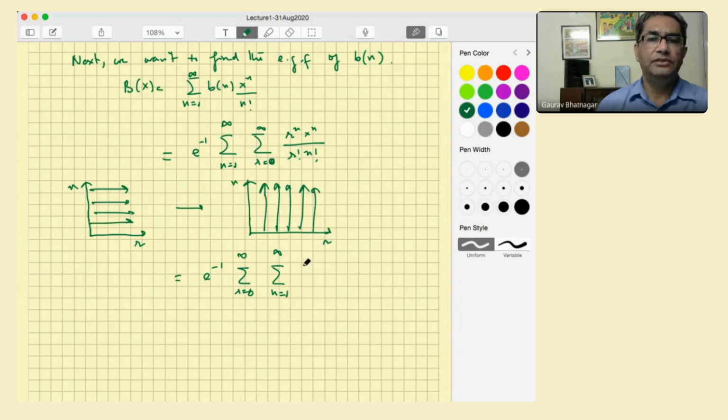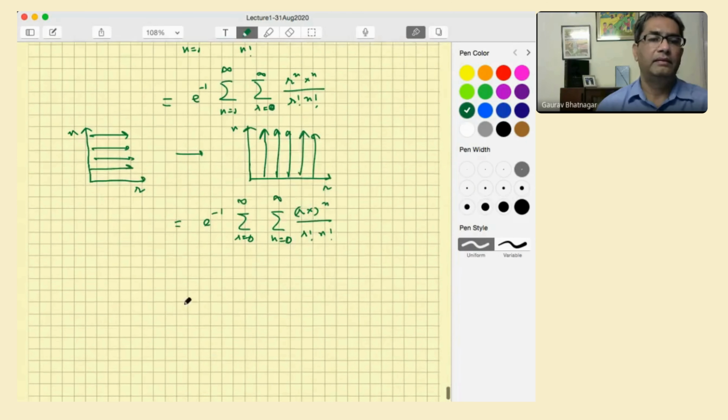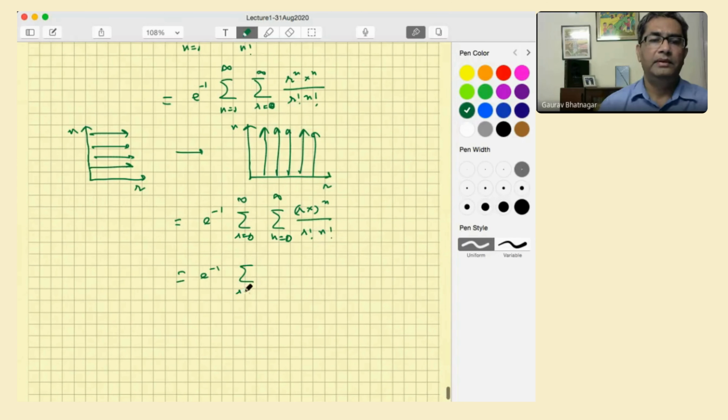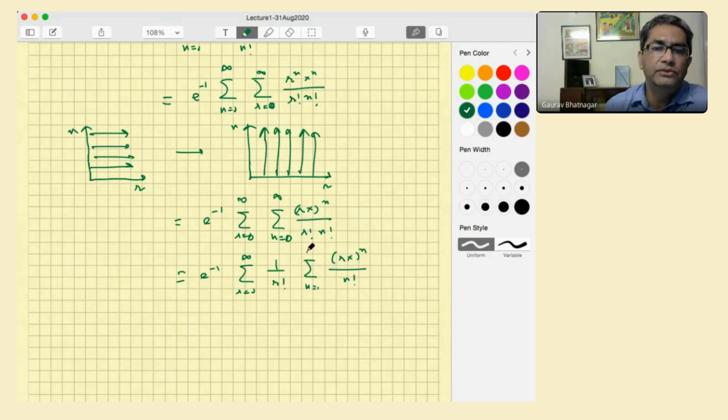These pictures are just to convince you that the sum is over the same lattice points. So r and n going from 0 to infinity in the plane should be the same, and you can interchange if you have some rules for convergence and so on, uniform convergence. In this case, everything is fine. So, 1 over r factorial, and what you have here, you have r x raised to n over n factorial. So this you know, right?